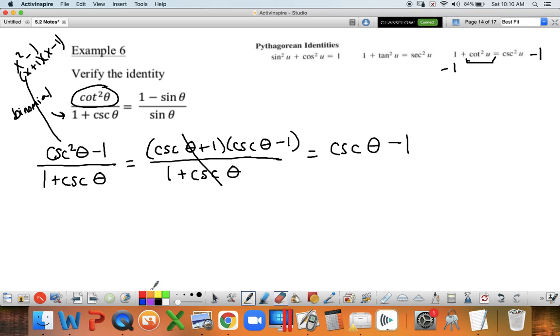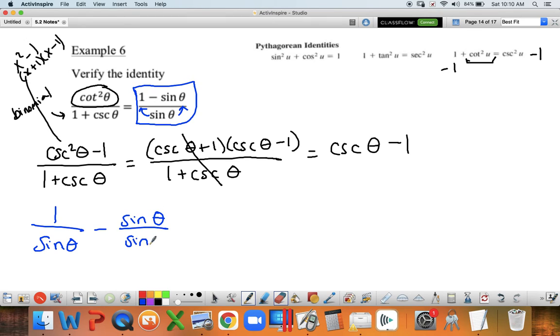Now what I want to do is take the right-hand side and see if, when I simplify this, I can get it down to cosecant theta minus 1. So I'm going to go ahead and break this down into two separate fractions. 1 over sine theta minus sine theta over sine theta. Well, 1 over sine theta, that's cosecant theta. Sine over sine is just 1, so minus 1.